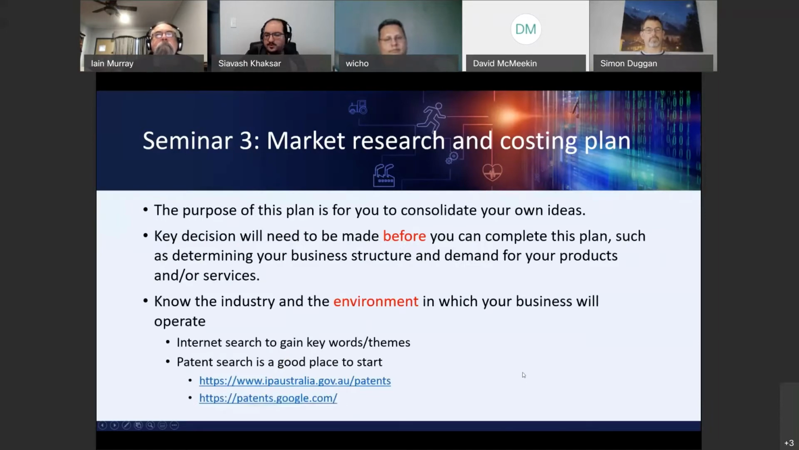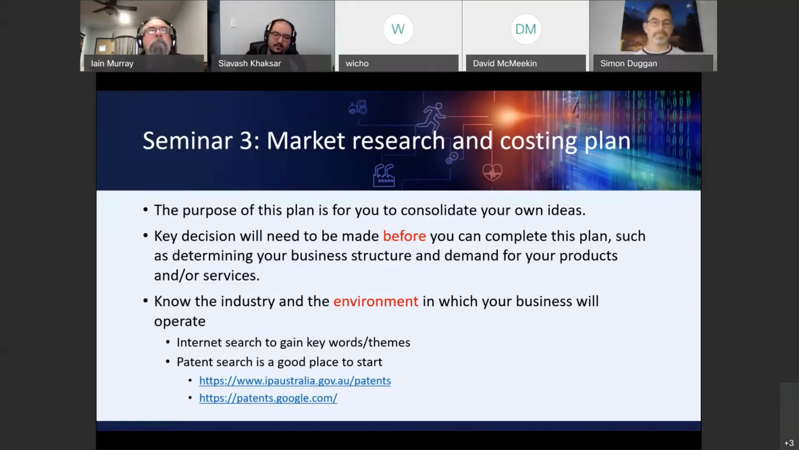The purpose of this plan is to consolidate your idea. The key decisions you need to make before completing this plan are determining your business structure and determining the demand for your product or services that you're thinking of for this course. We also want to know about the industry and the environment in which your business would be implemented. And of course, internet research is a key and important part of this research.